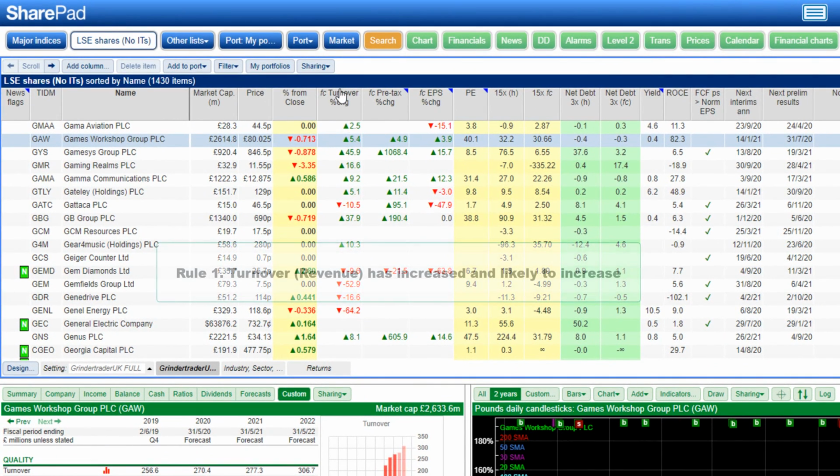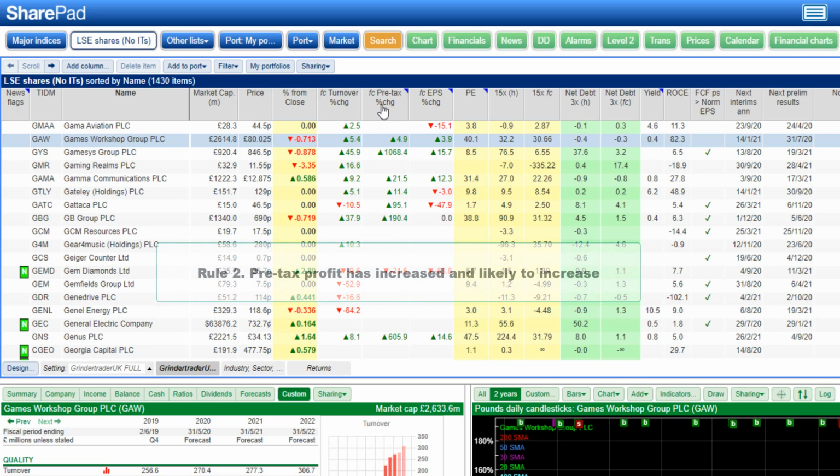So here we go. My rules. The turnover has increased and likely to increase. What I've got here is called forecast turnover percent change. So we've set up this column, and it's green, to show me that brokers think that Games Workshop in the future is going to see their turnover increase. Boom. And it's green, 5.4%.